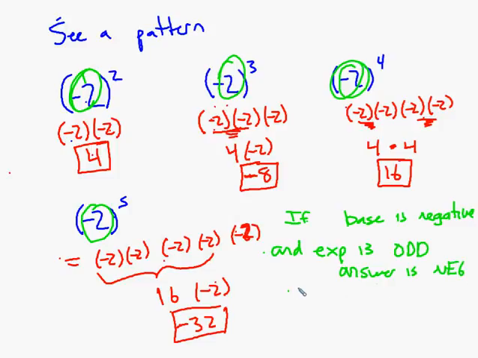If our base is negative and the exponent is even, the answer is positive.